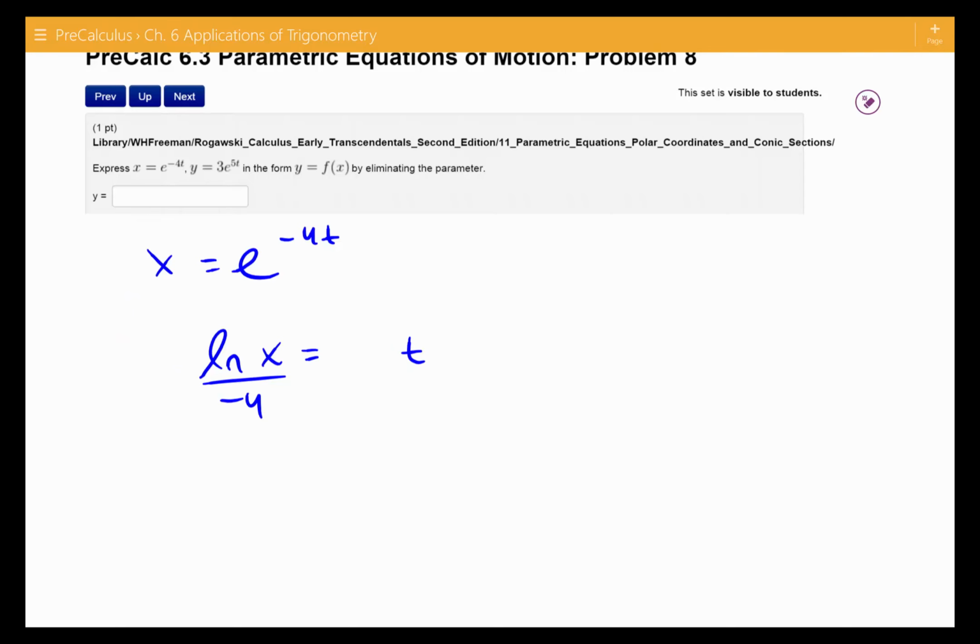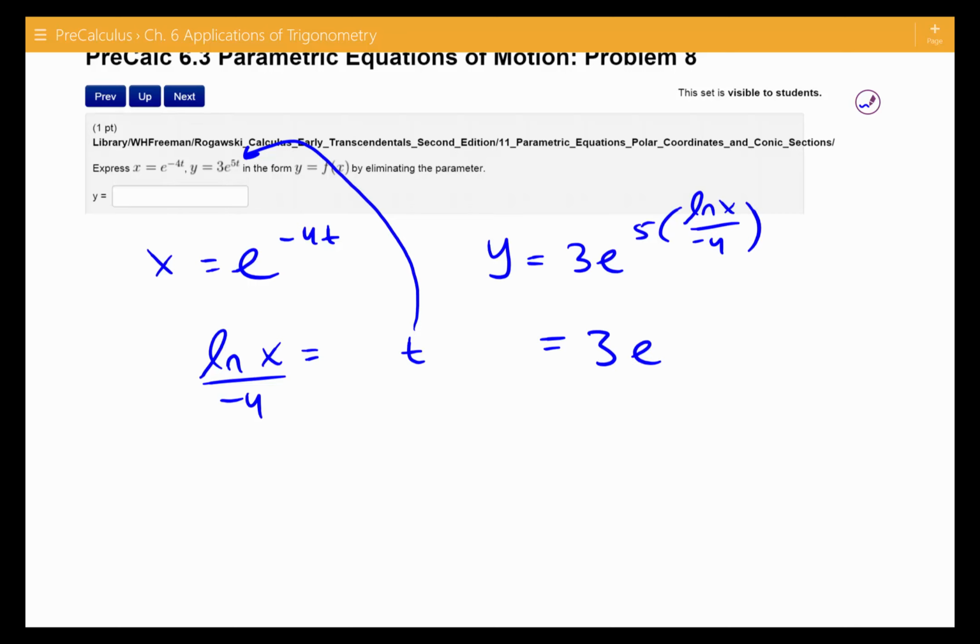Now I'm going to substitute that t back in right here. So I'm going to end up with y equals 3 e to the 5 times t, which is this natural log of x over negative 4. And that's my answer. I mean, you could simplify it a little bit maybe by writing it as negative 5/4 natural log of x if you want, but that's not too much simplified.